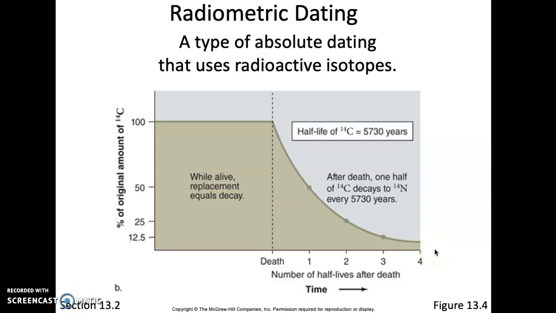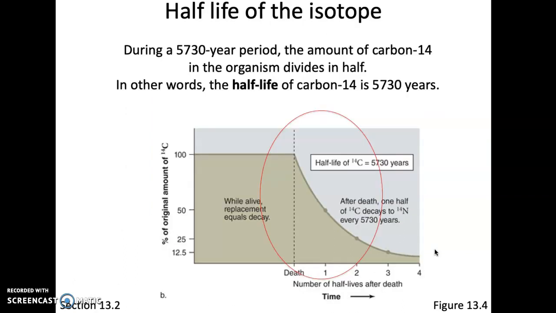we would be able to tell how old that bone was. That's how we use radioactive isotopes. We search for them, and when we don't find them, we know a certain amount of years have gone by. So the half-life is the term that we use. The half-life of carbon-14 is 5,730 years. That's how long it takes to lose half of that carbon-14.